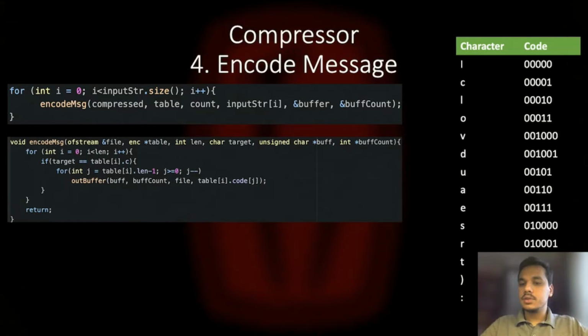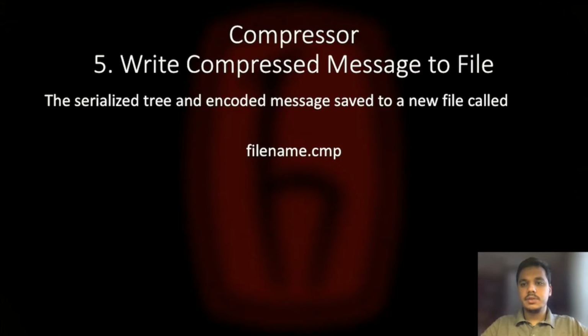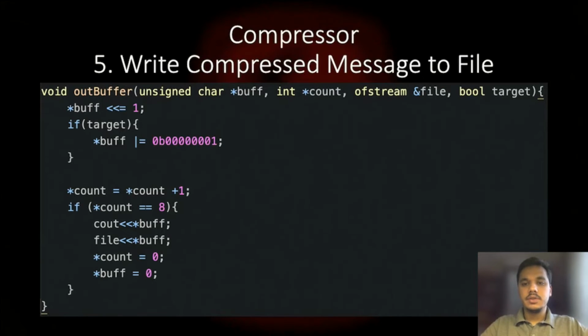The program encodes the message using the lookup table created before. The compressed message is written in an output file with a CMP extension. C++ does not allow writing data to a file bit by bit, so the program uses a buffer to collect 8 bits, then writes 1 byte at a time.